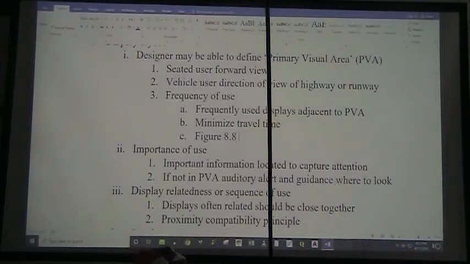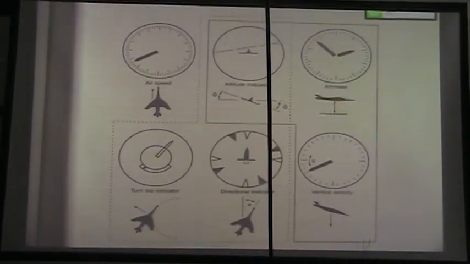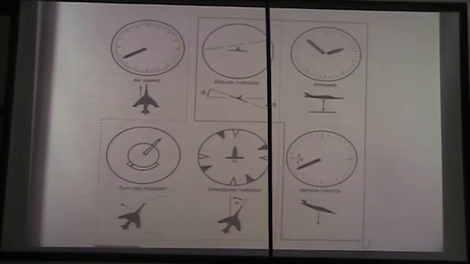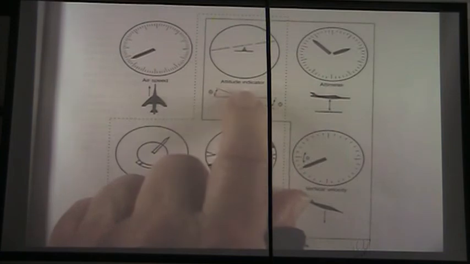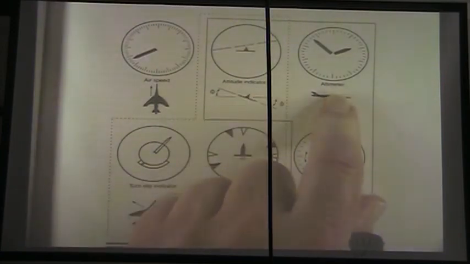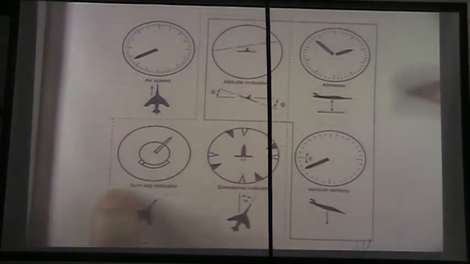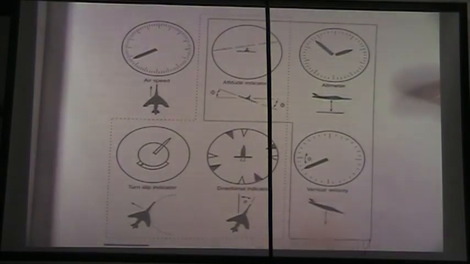Okay, and of course, we have our famous illustration. Let's see if this whole illustration fits onto the screen. All right, so this is figure 8.8. It's a cockpit display, right? So you'll notice we have the airspeed, the attitude indicator, the altimeter, we have a turn and slip indicator, a directional indicator, and a vertical velocity indicator.